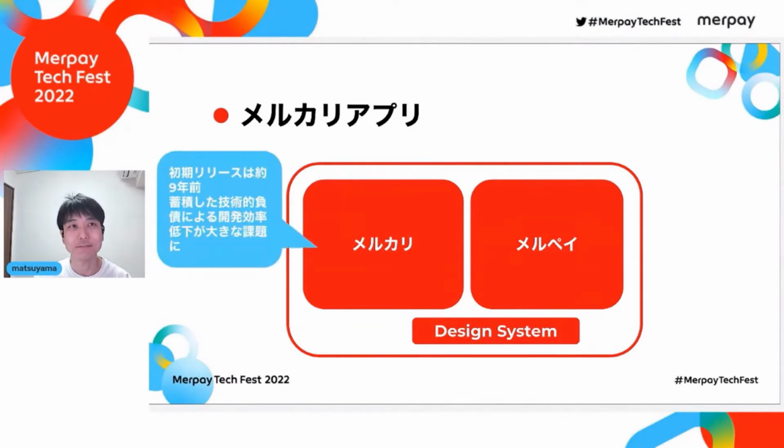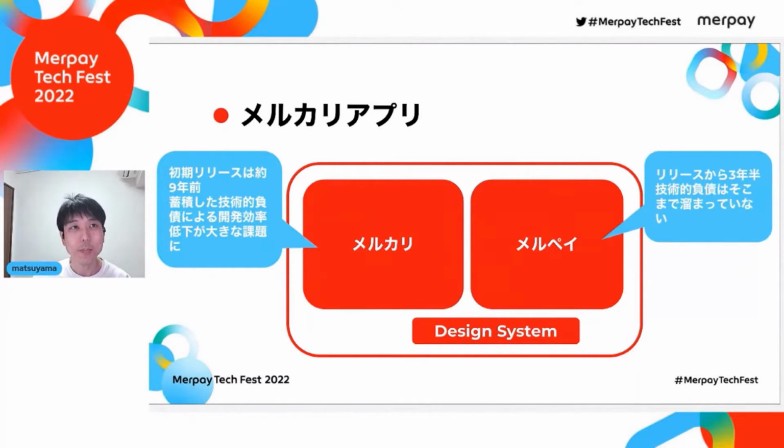This Mercury part was initially released in 2013, so it is approximately 9 years old. Therefore, even though a certain amount of refactoring has been done, the technical debt has accumulated considerably, and this has caused a decline in development efficiency, which has been a major issue. In contrast, the Merpay part was released approximately 3.5 years ago. It is not without technical debt, of course, but it is not a situation that significantly reduces development efficiency. In this way, the technical situation of the Mercury and Merpay parts of a single app is quite different. They are also in different business phases, which led to different decision-making.